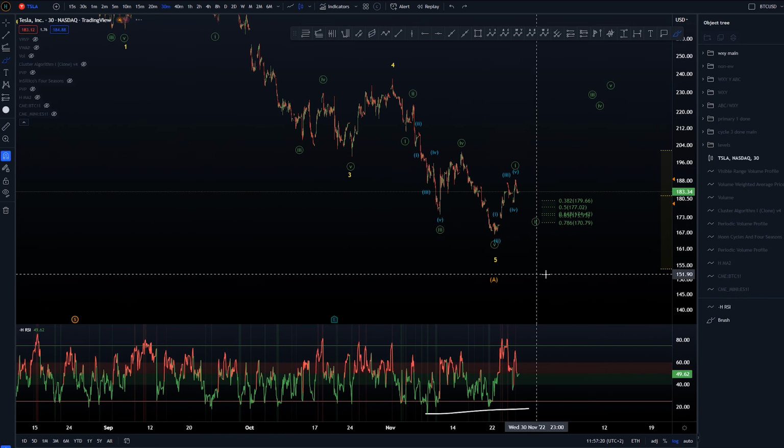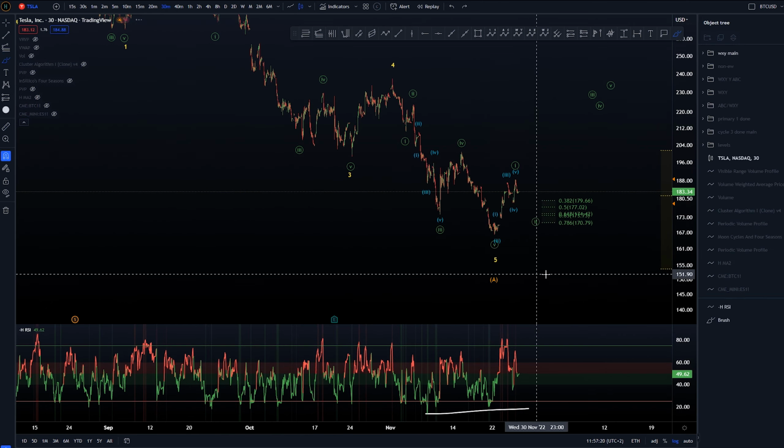And if this in turn turns into a zigzag pattern again, we would have that as a 5, 3, 5. If this turns into an ABC instead, we would be looking for a 3-way pullback and then 3 ways upwards. And I don't think at that point we would be getting to that golden pocket area.